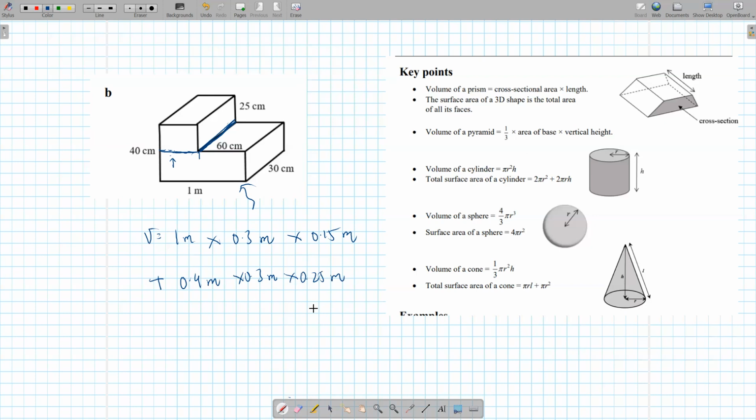And we're just going to add all of them up. 1 times 0.3 times 0.15 plus 0.4 times 0.3 times 0.25. So the answer for this question is 1.075 meters cubed, okay? Like that.